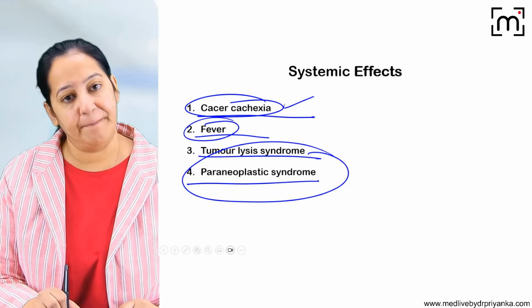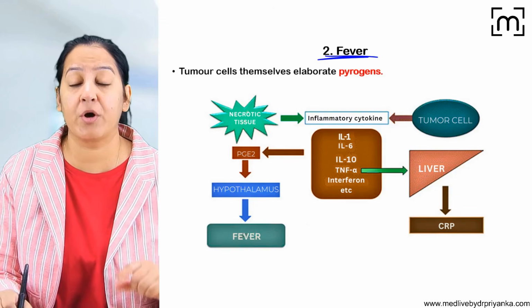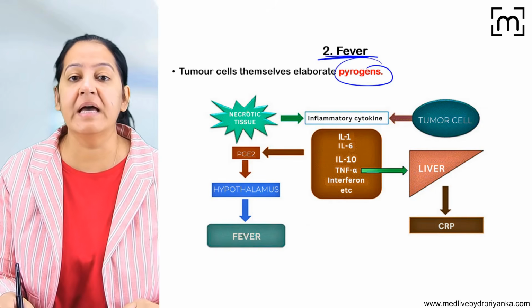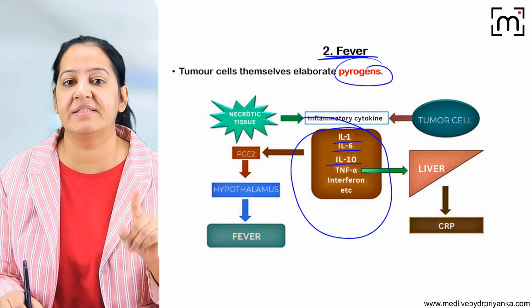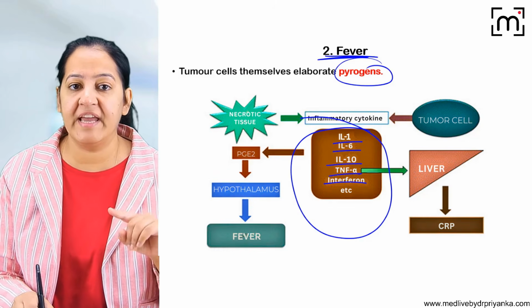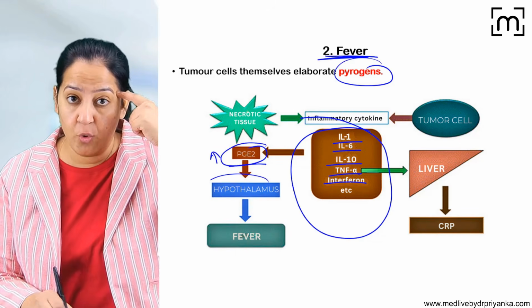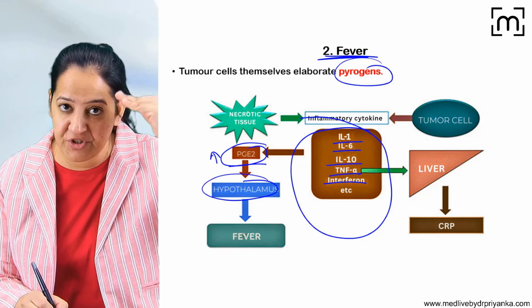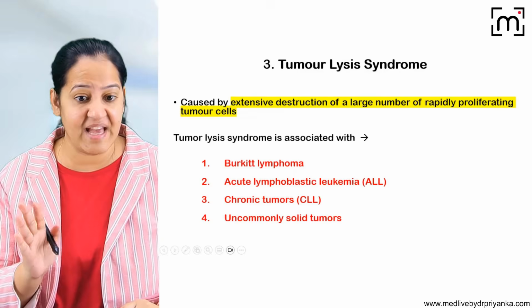Some of the cancer patients have fever. Not all cancers, but some cancer patients can have fever because cancer cells secrete pyrogens. Cancer cells secrete pyrogens like interleukin 1, interleukin 6, interleukin 10, TNF alpha, interferon. What do they do? They increase prostaglandin E2. Prostaglandin E2 goes to the hypothalamus and resets the temperature regulation, and that will lead to fever. So this is the mechanism of fever in certain cancers, not all.